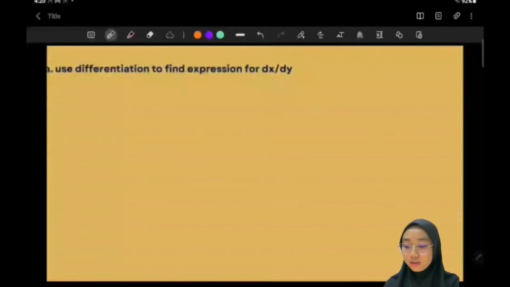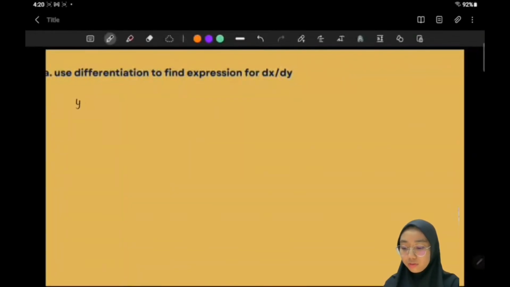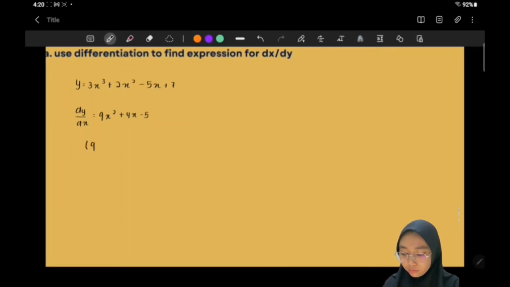Question A. Use differentiation to find the expression for dy over dx. Firstly, you have to write y equals 3x power of 3 plus 2x power of 2 minus 5x plus 7. dy over dx equals 9x power of 2 plus 4x minus 5. 9x minus 5 and then x plus 1. It will get factorization.